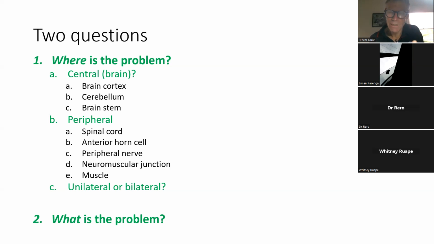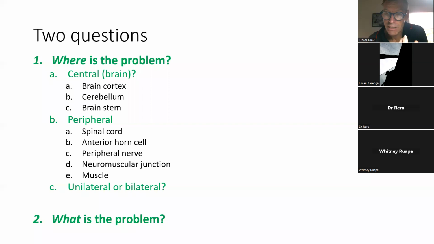And then, is it unilateral or bilateral? Because if it's unilateral, it tells you something different to if it's bilateral, especially when it's a central problem. So these are just fundamental questions you should ask yourself as you're considering a child who has a neurological problem. It's only after you try to work out where the problem is that you should address the question of what the problem is.